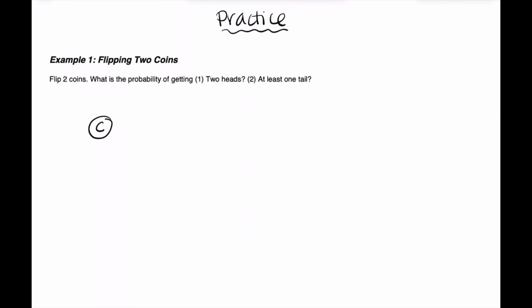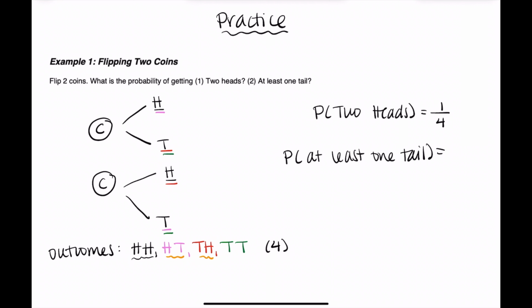Our first example is flipping two coins. So let's say we're flipping two coins. What is the probability of getting two heads and what is the probability of getting at least one tail? So here we have our two coins. We're going to flip them and for each coin we're either going to get heads or tails. Now that we've drawn out our diagram, let's list out our outcomes. When we flip our coins, our outcomes would be heads, heads; heads, tails; tails, heads; or tails, tails.